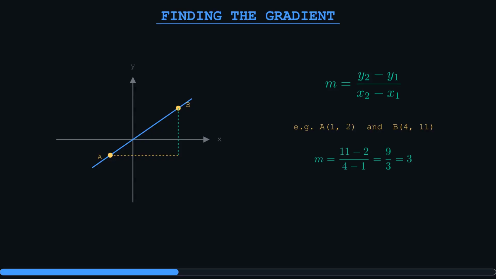If you know 2 points on a line, you can find the gradient directly. Subtract the y values, then divide by the subtracted x values. For example, with A at (1, 2) and B at (4, 11): 11 minus 2 is 9, and 4 minus 1 is 3. 9 divided by 3 gives a gradient of 3.